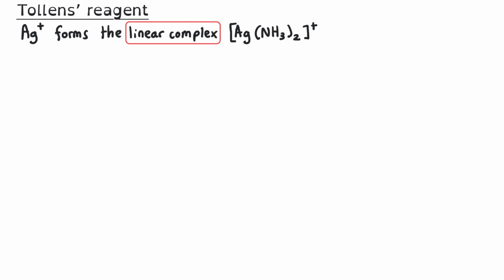Sometimes complex ions can have a linear shape. And an example of this that you need to know is Tollens reagent. And this is what you get when silver ions with a charge of 1+ combine with 2 neutral ammonia ligands. And they take up the linear shape because the electron clouds in those 2 coordinate bonds move until they're as far apart as possible in 3-dimensional space, which is 180 degrees.